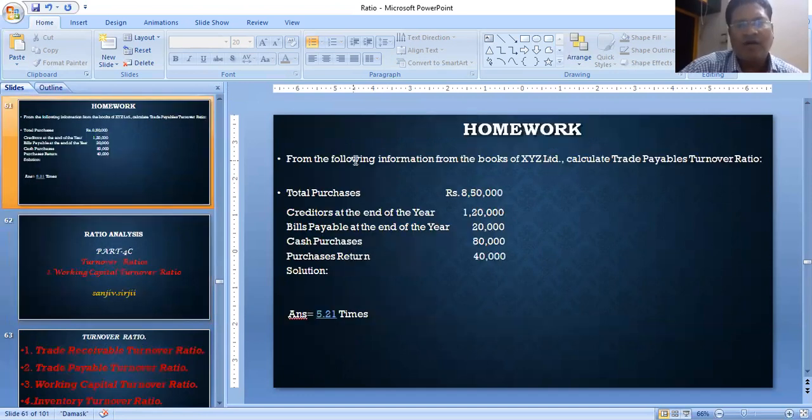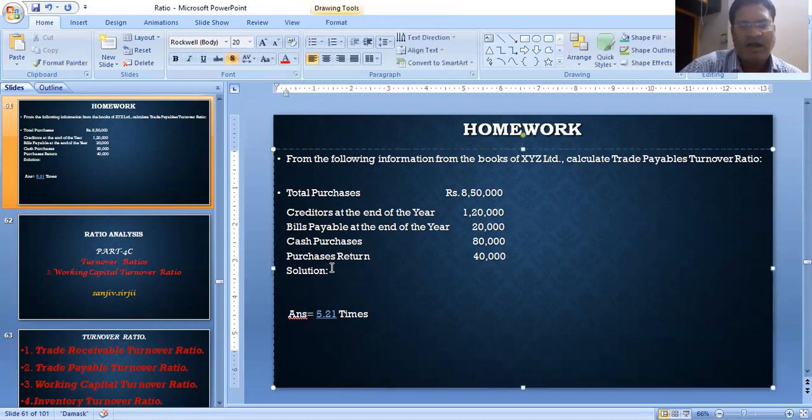Now we have your homework. From the following information, you have to calculate the TPTR, trade payable turnover ratio, with the following informations. Now the answer is given as a hint, and you will solve this and you will get 5.21 times.